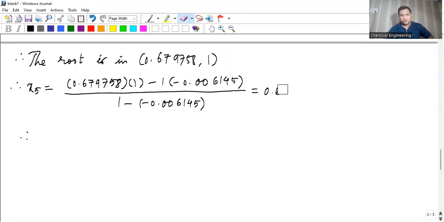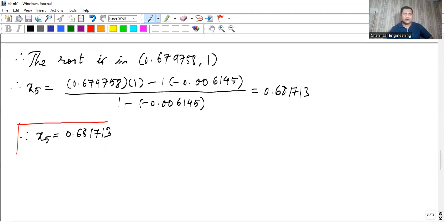Any one of you? Sir, 0.6817, 1713. Yes, sir. Okay. So we got 0.681713. So this is the correct answer after 5 iterations.